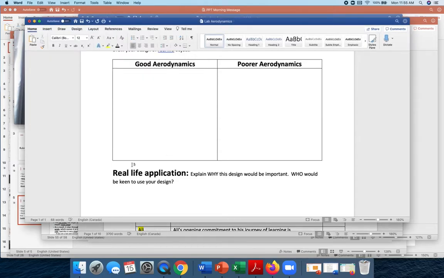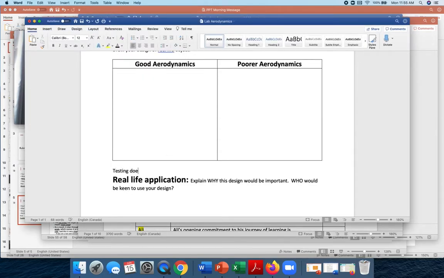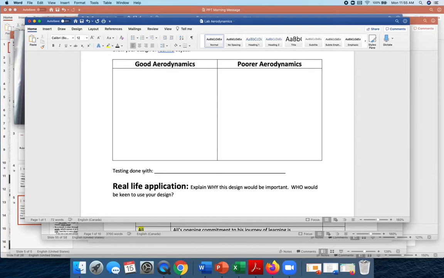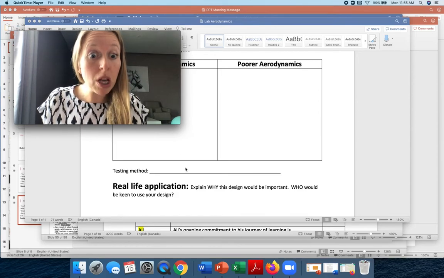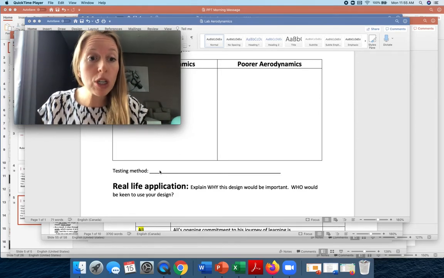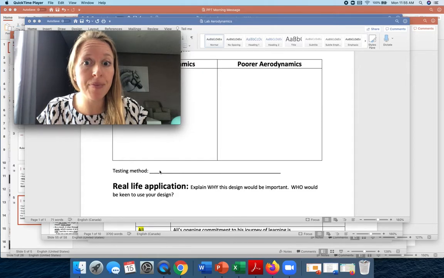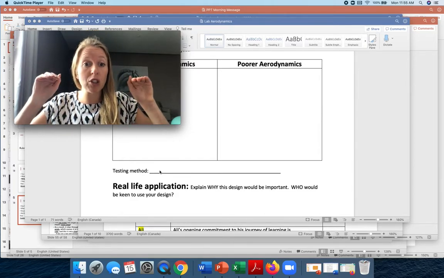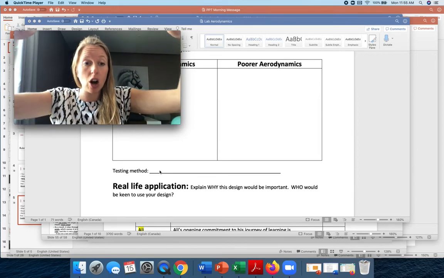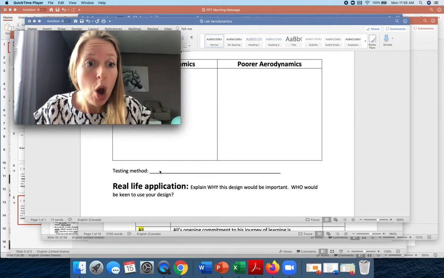Ooh, one more thing I'm going to put in here. Testing done with, okay, and then I want you to say what you would use for the actual testing. So hypothetically, I'll say testing method. Are you, for example, going to use a wind tunnel? Would you use a wind tunnel? Or would you, if you're doing a car, send the car down a ramp to test the aerodynamics of it?